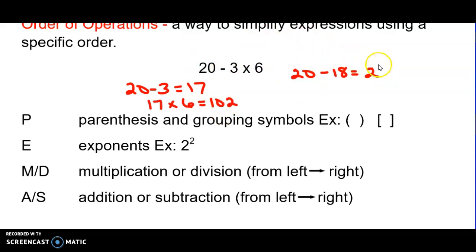So that's why when we're looking at this example above, 2 is the correct answer because we simplified the multiplication 3 times 6 first before we did the subtraction. So we multiplied first 3 times 6, which gave us 18, and then we completed the subtraction. So 20 minus 18, which equals 2. So 2 is the correct answer.